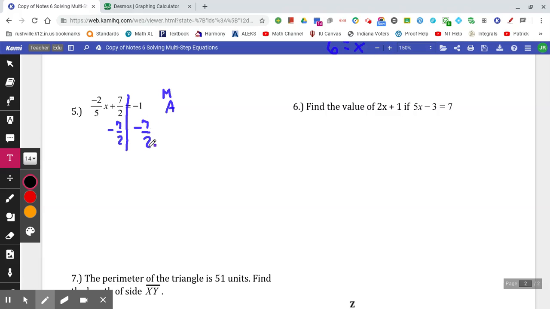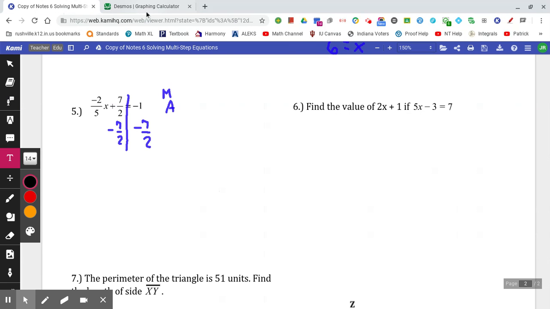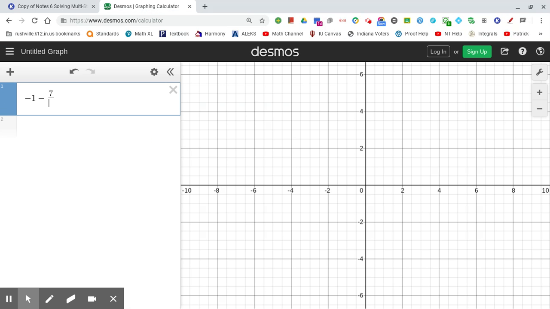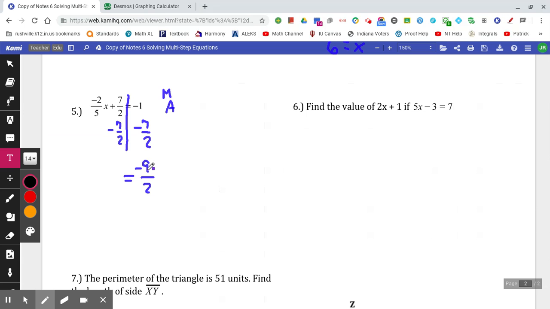And this is where the calculator is helpful. So what I can do is I can go over to Desmos, and I have -1, and then I am subtracting 7/2. So minus and then 7/2, and that gives me -4.5. However, I want the fraction. So I'm going to click over here for fraction form, and that's -9/2. So I'll put that into my work. So now I have -9/2 equals 7/2 minus 7/2 zeros out. It cancels out, and that's going to leave me with -2/5 times x.